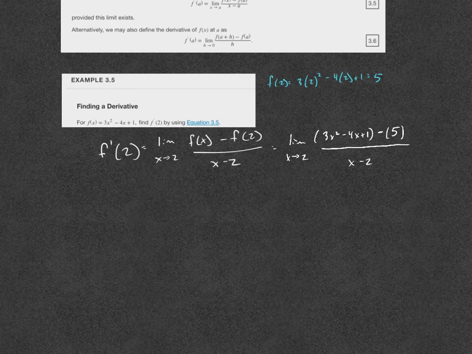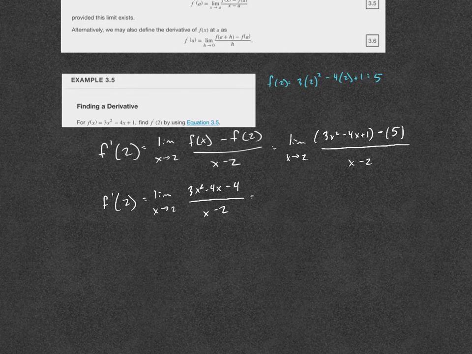I need to take the limit. I can't yet because 2 minus 2 in the denominator won't work out. So let's simplify the numerator, and then I think we're going to have to factor again. Limit as x approaches 2. What do I get up in the numerator? 3x squared minus 4x plus 1 minus 5 is negative 4, over x minus 2. And then let's see if we can factor that.